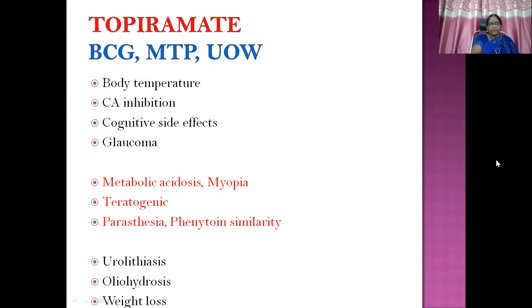So topiramate, the entire mnemonic is BCG vaccine and MPP, MPP meaning medical termination of pregnancy, and WOW, where in place of V you can keep U, U-O-double-U. So B for body temperature enhanced as a side effect, and C for carbonic anhydrase enzyme inhibition and cognitive side effects, and G for glaucoma, M for metabolic acidosis and myopia, T for teratogenicity, and P for paresthesia and peripheral similarity, and U for urolithiasis, O for oligohidrosis, and W for weight loss, that is a specific drug effect.